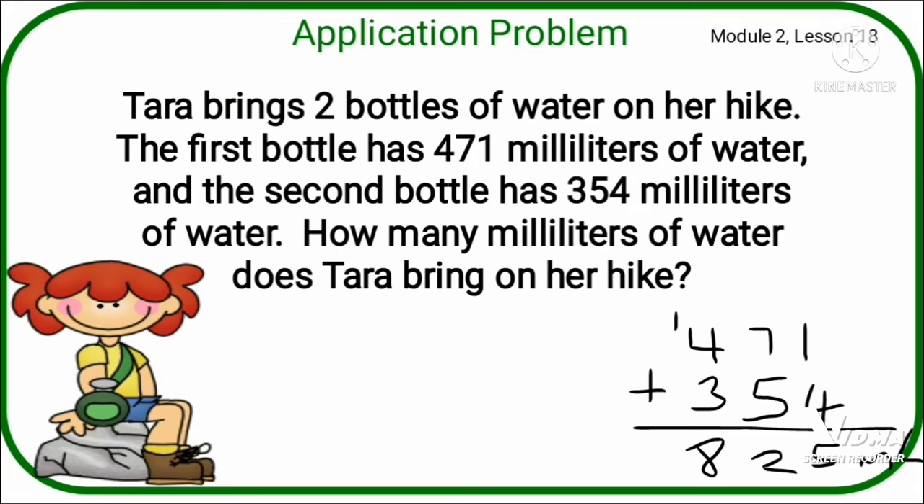471 plus 354. Add it vertically. So 1 plus 4 is 5. 7 plus 5 gives me 12. So I'll make a turn. In this case now I'm making 100. 1 plus 4, 5 plus 3, 8. So I have 825 milliliters of water that Tara brought. Solving math is fun.